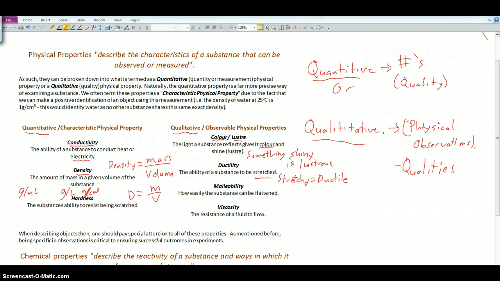The third qualitative physical property we're going to talk about is malleability, and that's flattened or molded. So can you mold something? Okay, so can you mold it? So the more moldable it is, the more malleable it is. So something that breaks and is brittle won't be very malleable, but something that you can mold, the more malleable it is.